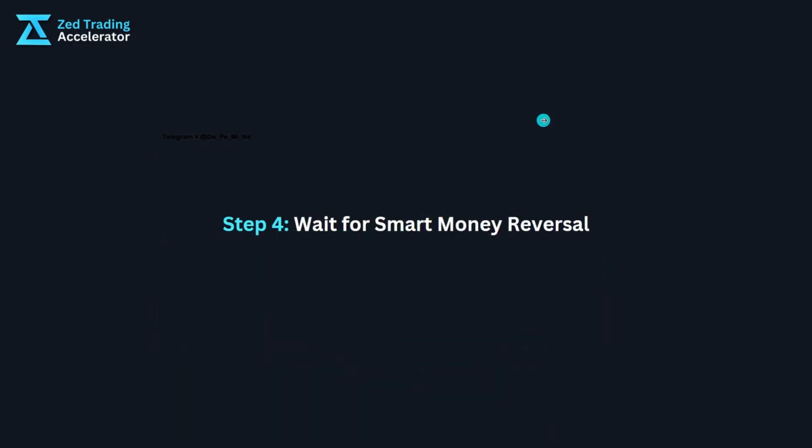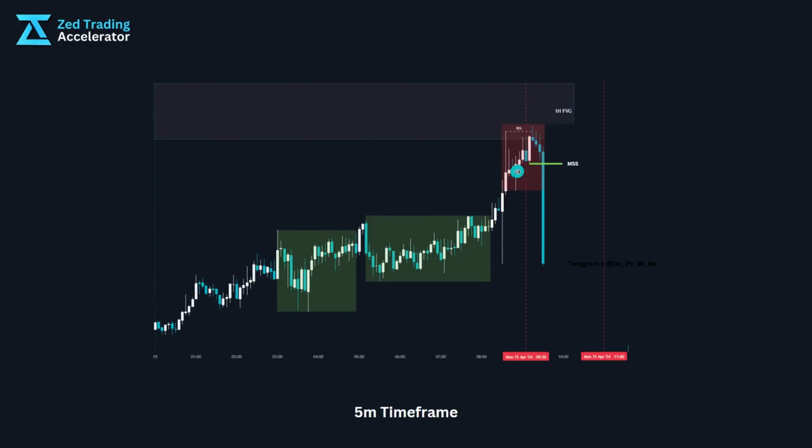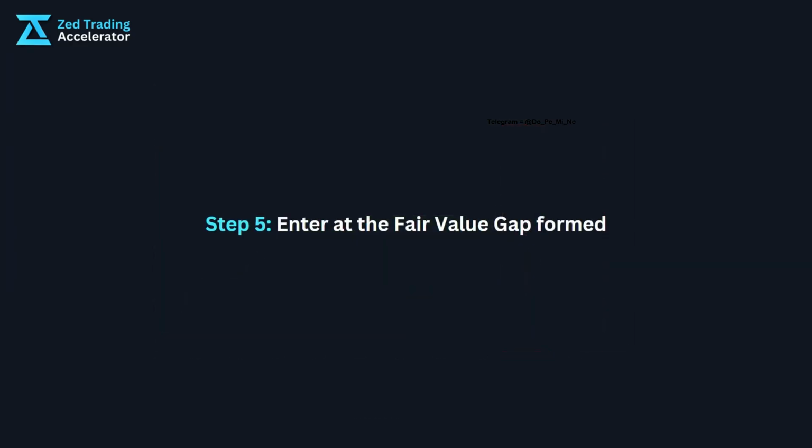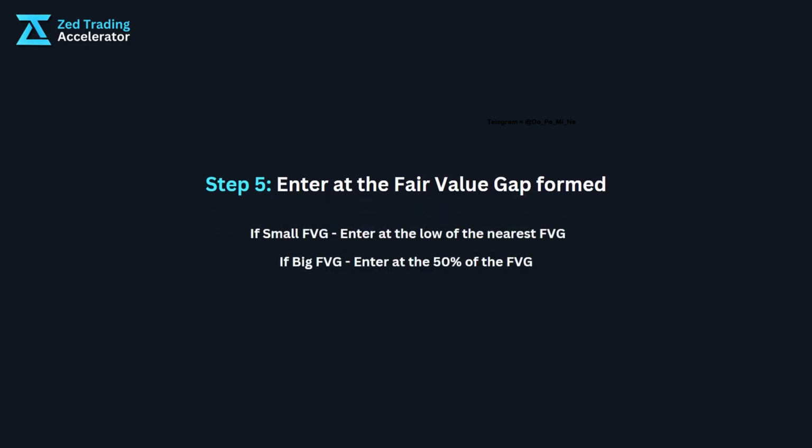Right, so wait for smart money reversal. We want to see a market structure shift lower. And as we can see, we now have a market structure shift and we have a very big displacement right here. So what should we do? Enter at the fair value gap formed. But remember, if we have a big fair value gap, we should enter at the 50% of the FVG. If we have a small FVG, enter at the low of the nearest FVG. So in this case, we have a big fair value gap. So we need to enter at the 50% of the range.